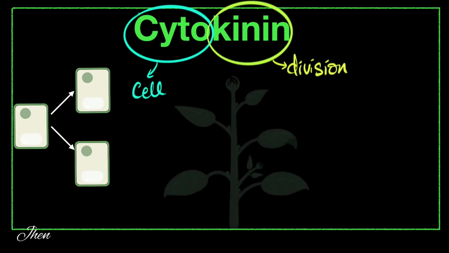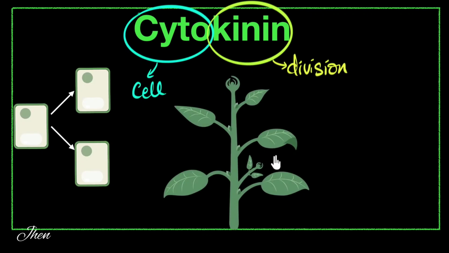And it's also cytokinin that causes branching to happen in plants. We see plants have lots of branches, right? To do that also, you require new cells. Without cytokinin, this would be impossible. Of course, the plant will not survive without cytokinin itself. Okay, so cytokinin's main job is cell division.